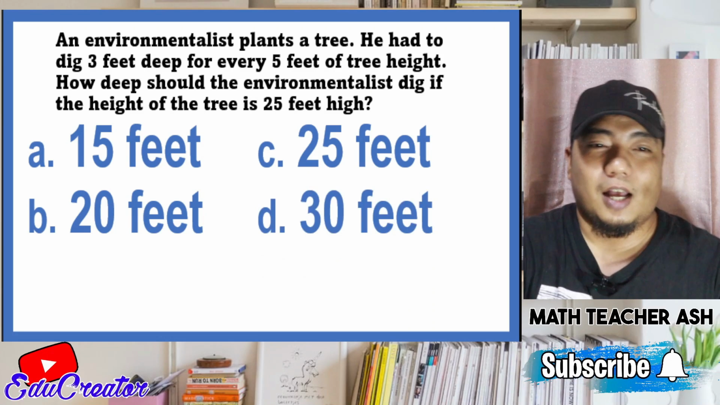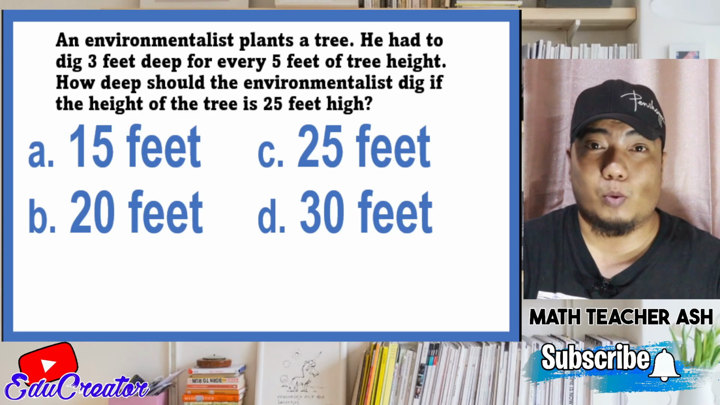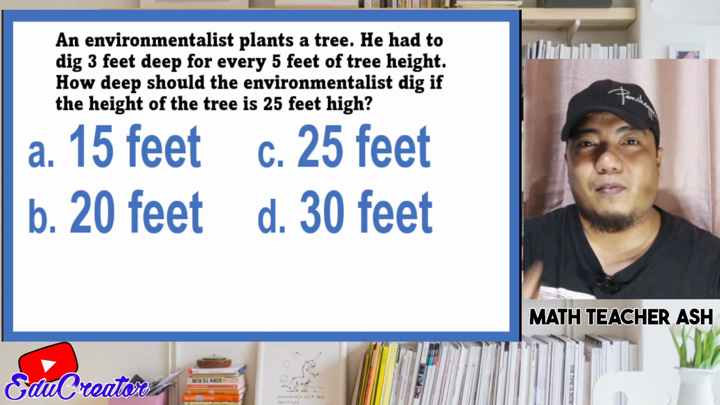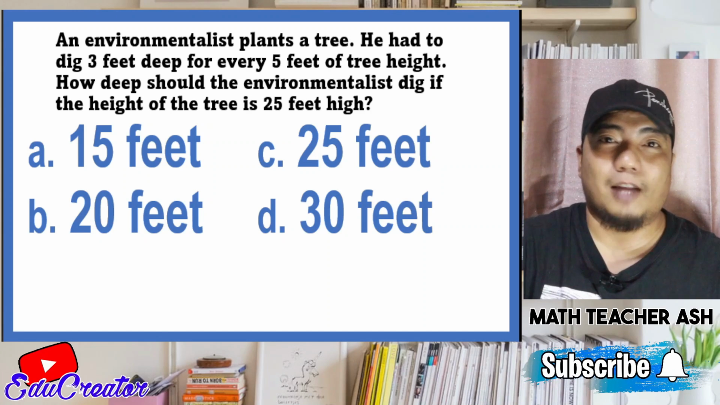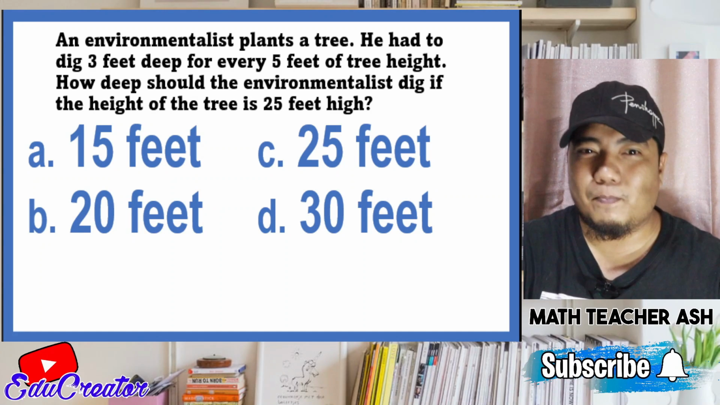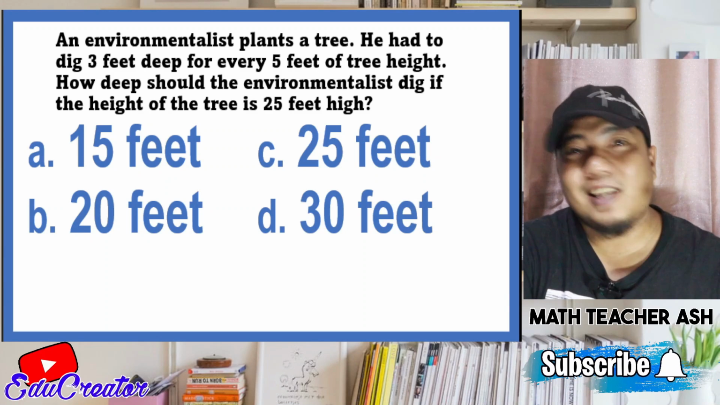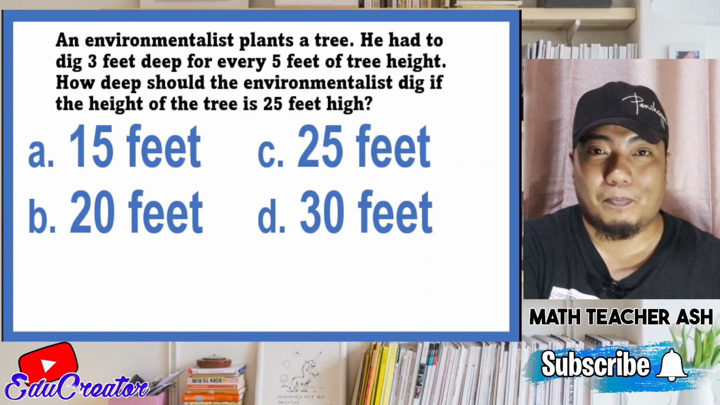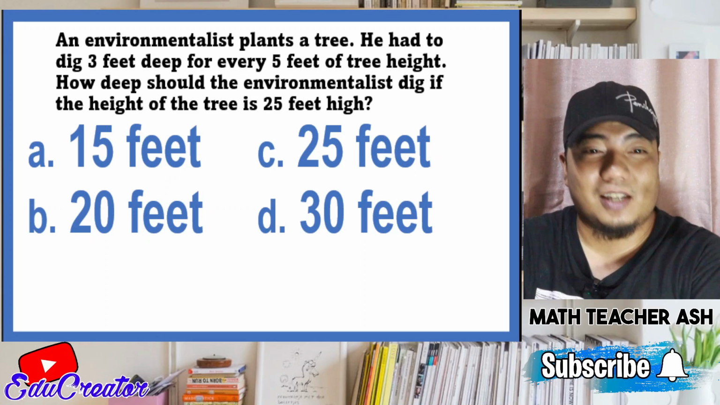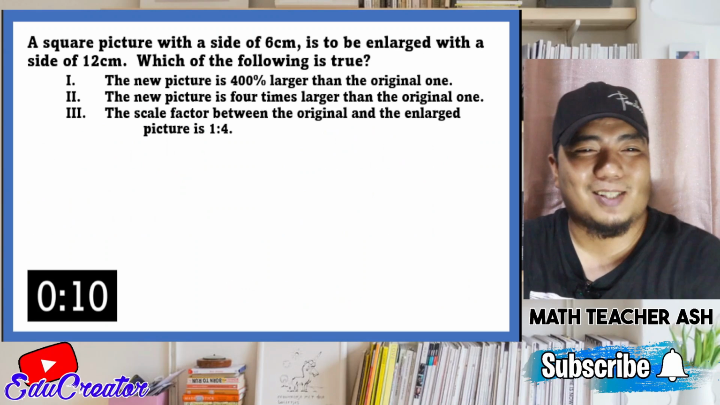Okay, my dear math learners, as we know, the given in the statement is the real height of the tree, which is 25 feet, and you have the ratio 3:5. 3 feet deep of digging for every 5 feet of height. Okay, so if your height becomes 25, so if you check what happened to 5, why it became 25, it is multiplied by 5. So, of course, due to parallelism, we will also multiply our depth by 5. So 3 times 5, the answer is 15. So our correct answer here is 15. Let's check. All right. Easy, my dear math learners, right? Now, let's go to the next question.